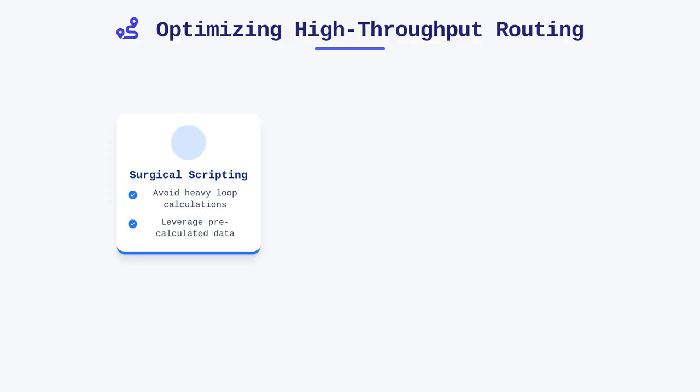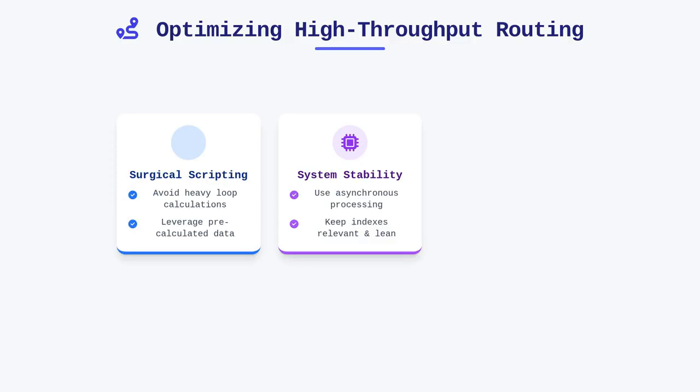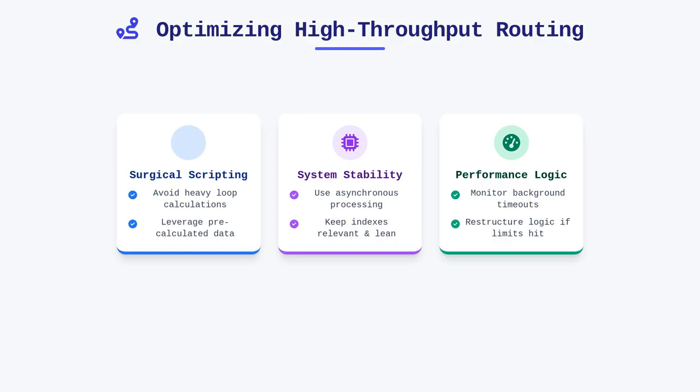Ultimately, optimizing high-throughput task routing involves a balance between the precision of your grouping rules and the raw compute capability available. We must be surgical when we implement scripting, avoiding heavy calculations inside loops that iterate over large record sets. Instead, look for ways to leverage pre-calculated data points or use asynchronous processing to prevent the user interface from locking up during mass updates. Monitor the duration of these background scripts closely.